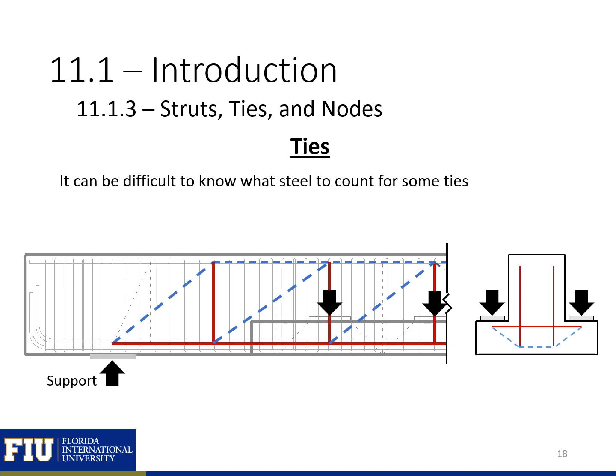It can sometimes be difficult to know what reinforcement to count for some ties. Here we have our longitudinal steel, which is obvious what steel should be counted for a tension tie here, but we have shear reinforcement along the length, so it's not as clear what shear reinforcement should be counted for our different ties.